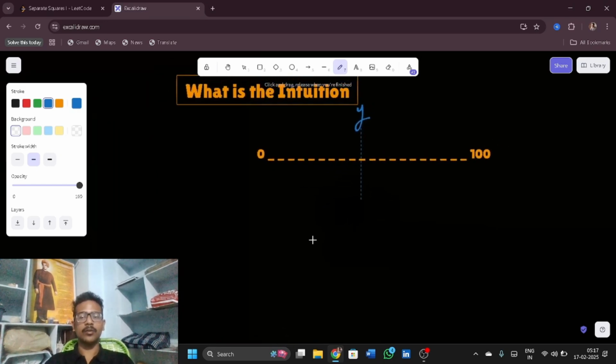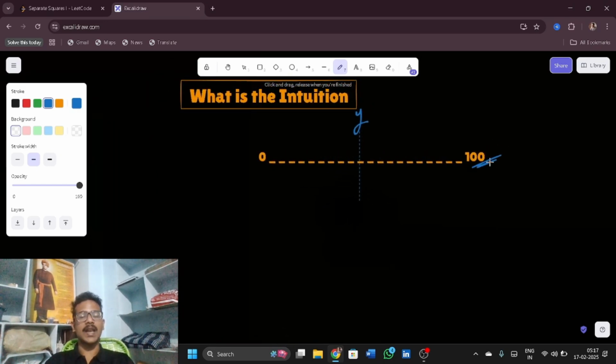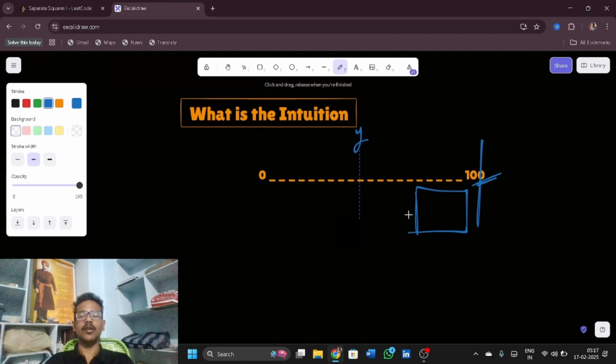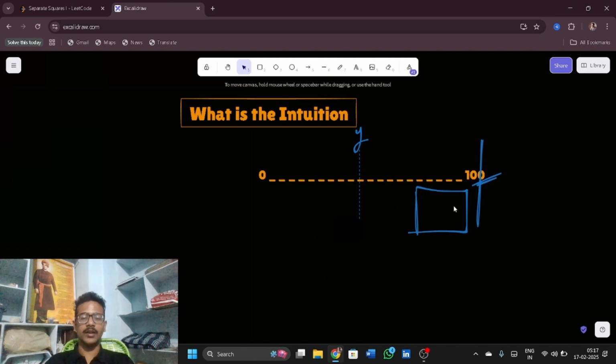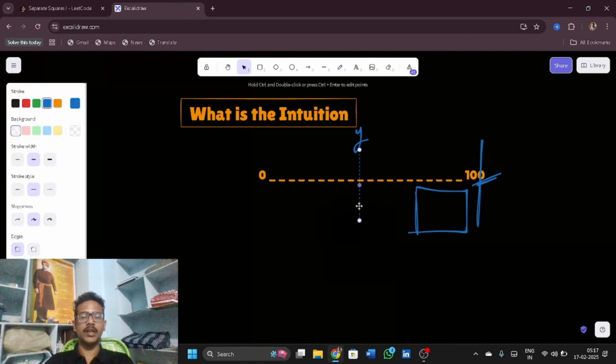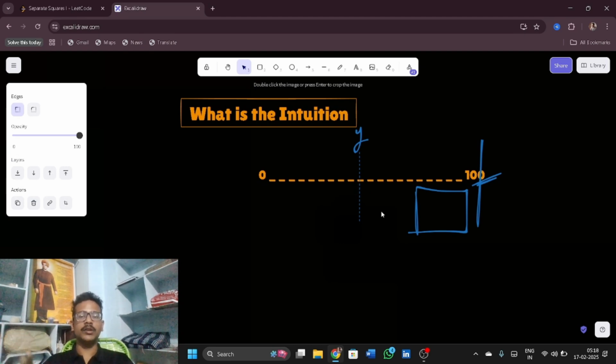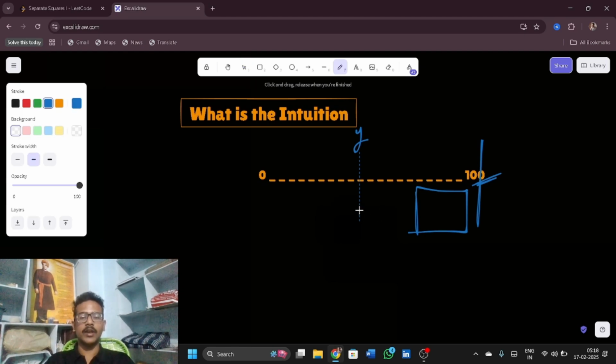So imagine I have this 100 as the last side. That means this is the last where I got a square. Now I need to have something like this line. I need to find out this line where the area to the upper and the lower, the area to the right and the left will be equal. I need this line where this area and this area are equal.